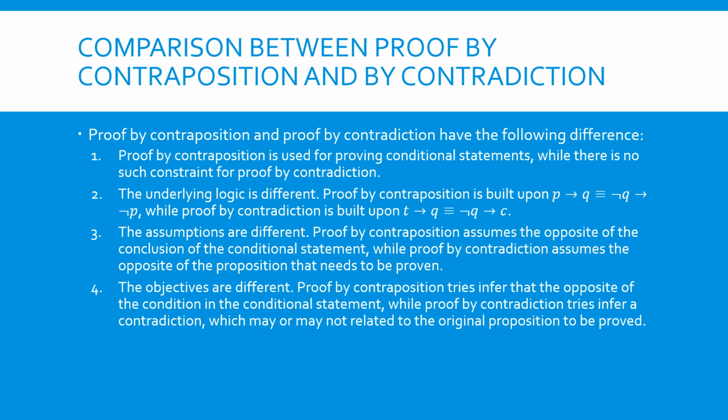Third, their assumptions are different. Proof by contraposition assumes the conclusion from the conditional statement is false, while proof by contradiction assumes that the entire proposition needs to be proven to be false. Last, their objectives are different. Proof by contraposition tries to show the opposite of the condition, while proof by contradiction tries to reach some contradictions, which may or may not be directly related to the proposition that needs to be proven.